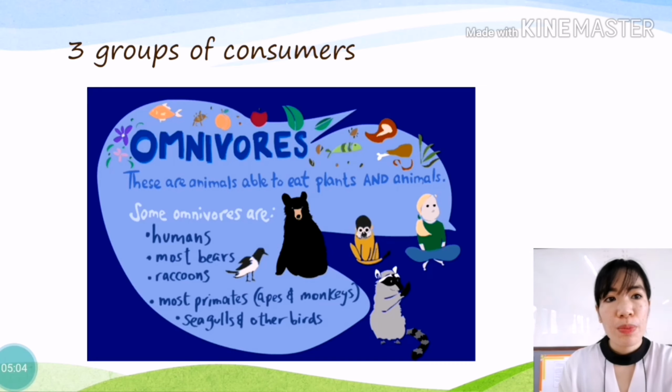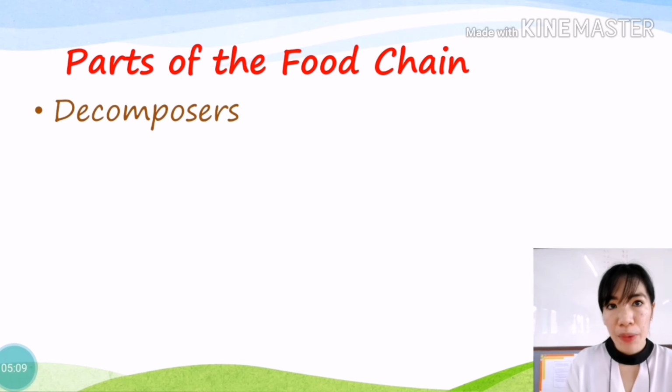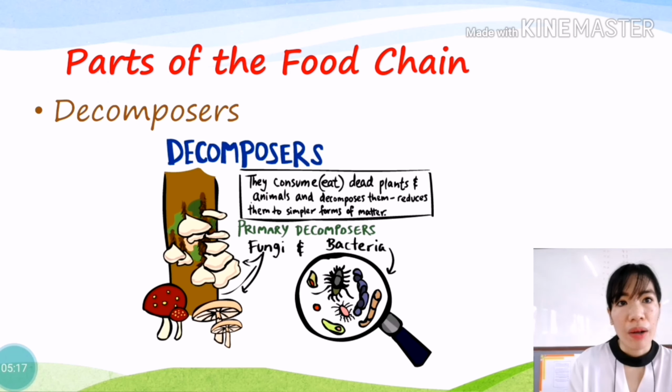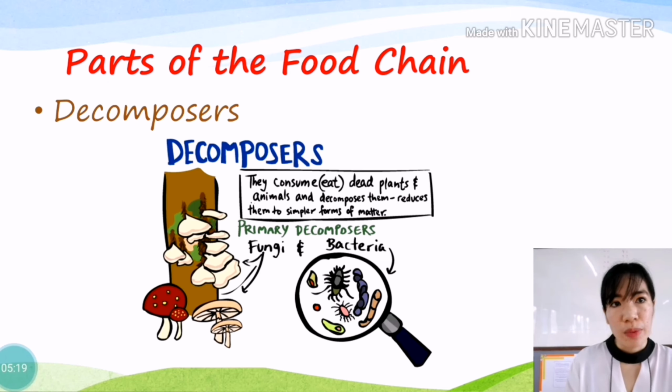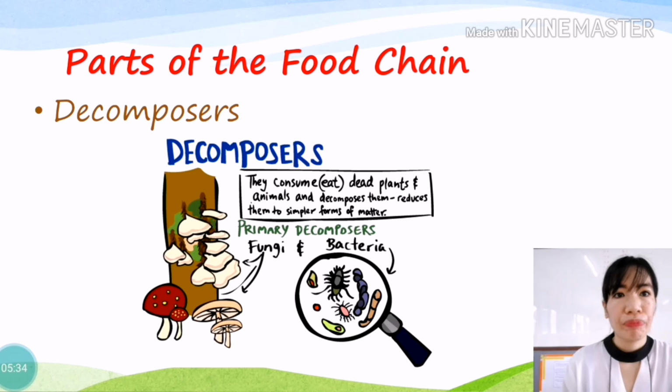The next part of the food chain is the decomposers. Decomposers consume the dead plants and animals. They are going to decompose these and reduce them into simpler forms of matter. We have the fungi and bacteria as the primary decomposers. Again, the fungi and the bacteria.